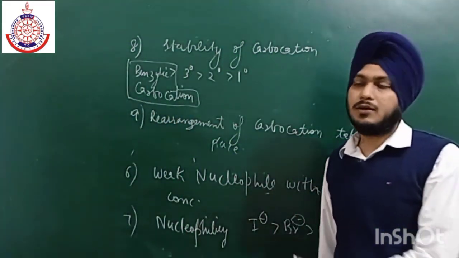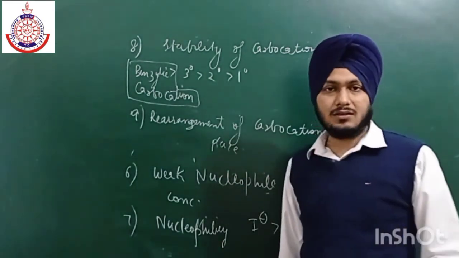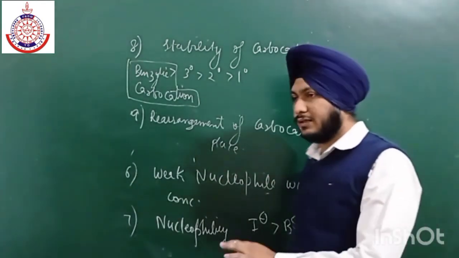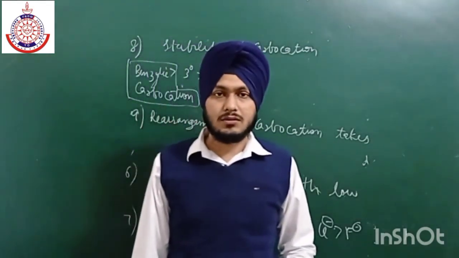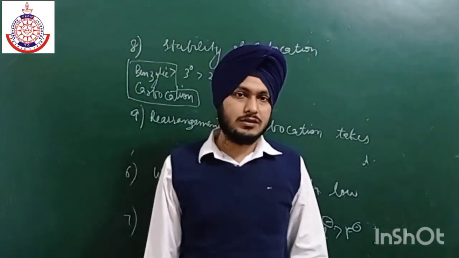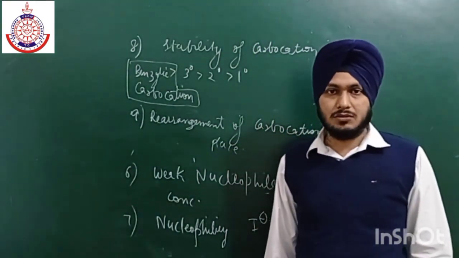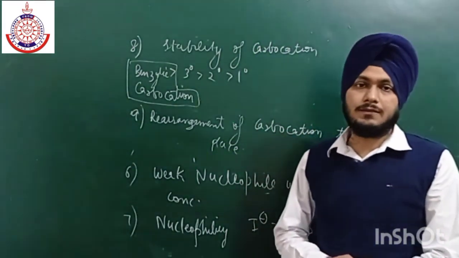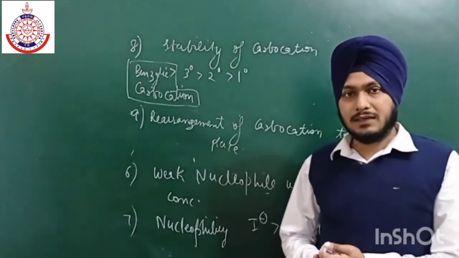There may be 2 or 3 more points on SN1, but I think for a 3 marker question, or for a 2 marker question, 5 or 6 points of difference between SN1 and SN2 are enough. So this is all about the nucleophilic substitution reactions, that is SN1 and SN2.